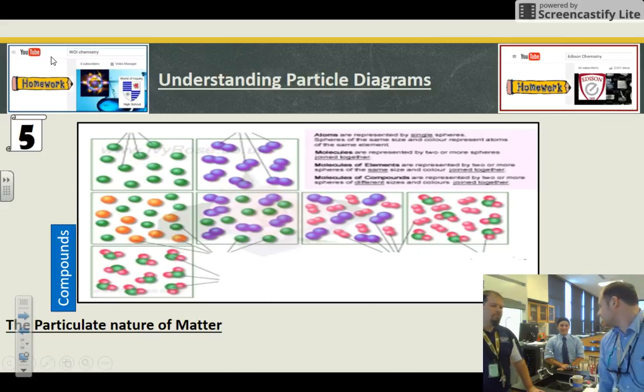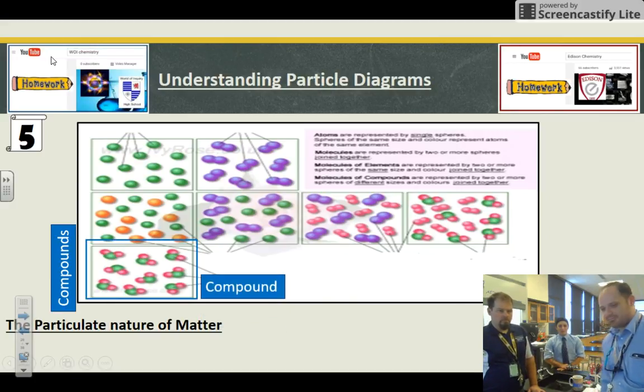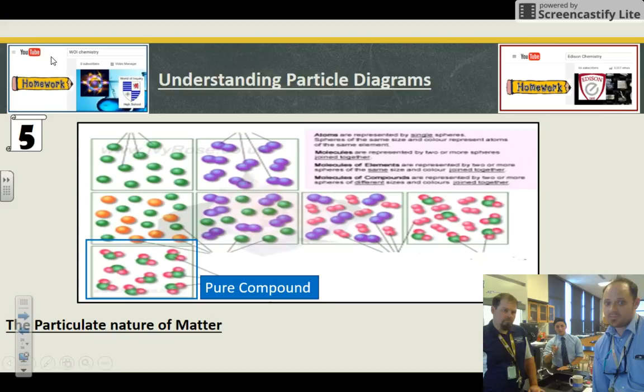Here we go. All right, the last one is showing us compounds. So more than one element there, bonded together. It's the same way all throughout. 2 pink and 1 green. So that makes the whole compound pure, because they're all the same.